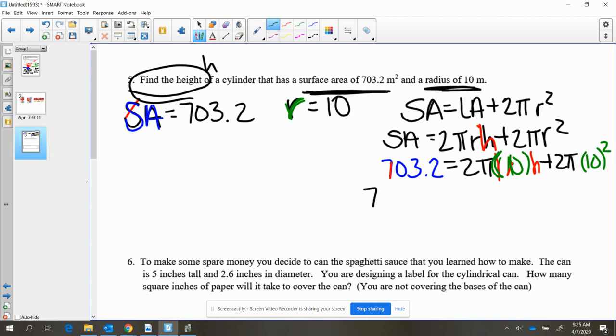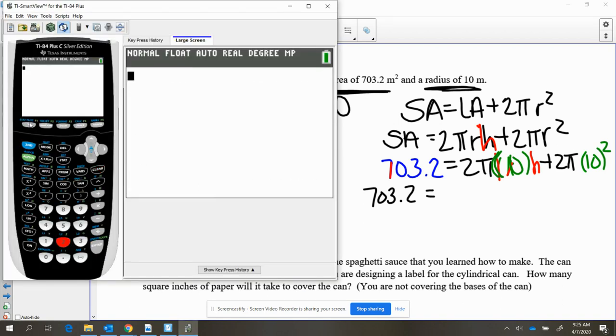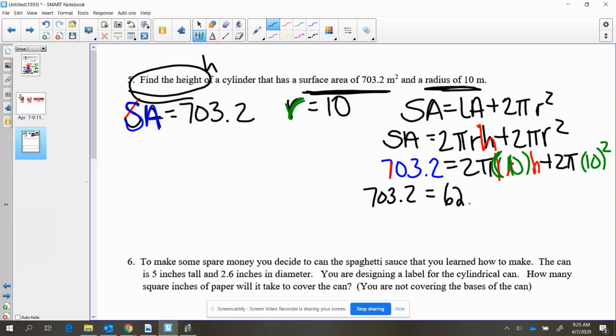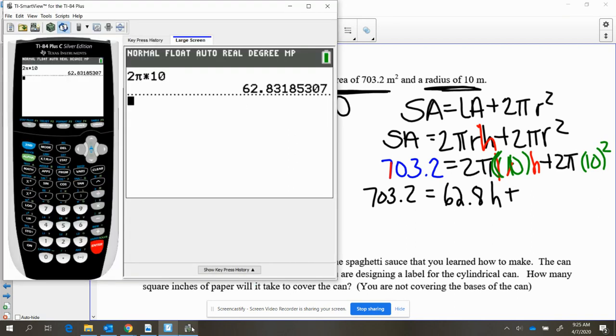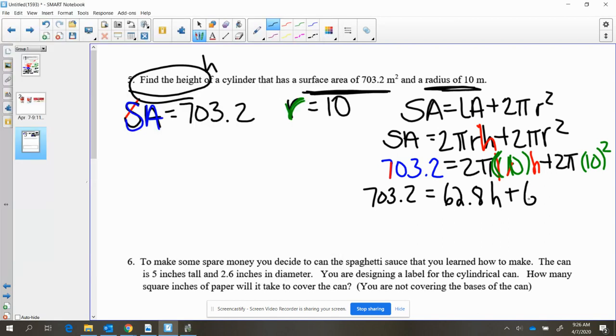So on the left-hand side here, the 703.2, that's okay. That's already simplified. The next thing we need to do is take 2 times pi times 10, and simplify that so that we get about 62.8 h. Okay, so we simplified 2 times pi times 10, and then same thing over here, 2 times pi times 10 squared, to get a total value there of about 628.3.